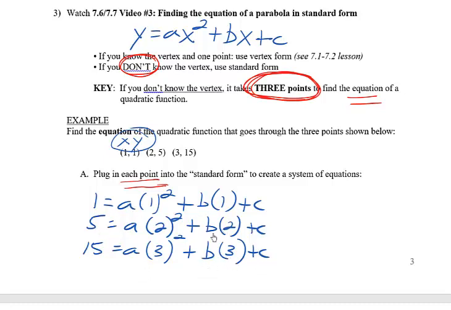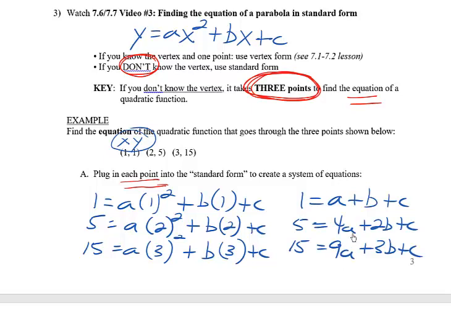Let's go ahead and clean up these equations a little bit. In my first equation, 1 squared is just 1, and 1 times a is just a. b times 1 is b, and then I get c. Go ahead and clean up the other 2 equations as well. And here's what you should have gotten. 2 squared is 4, 3 squared is 9.